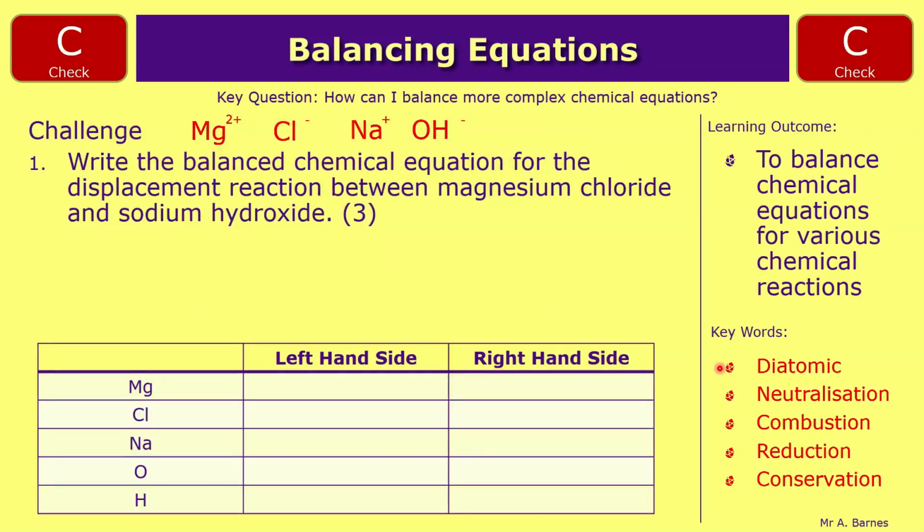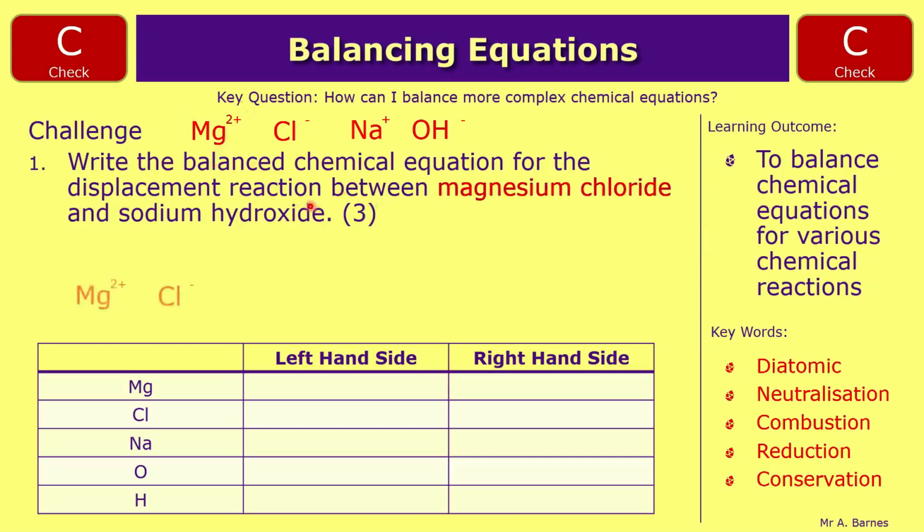So what I've done is I've put the charges of the elements at the top. Now you need to be able to learn these. You need to know that magnesium's in group 2, loses 2 electrons, becomes Mg2+. Chlorine's in group 7, needs to gain 1 electron, becomes Cl-. Sodium's in group 1, needs to lose 1 electron, becomes Na+, and your hydroxide ions are just OH-, you just need to remember that. So this says displacement reaction between magnesium chloride and sodium hydroxide.